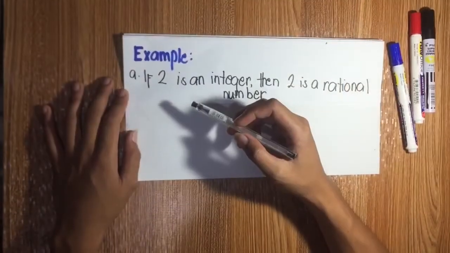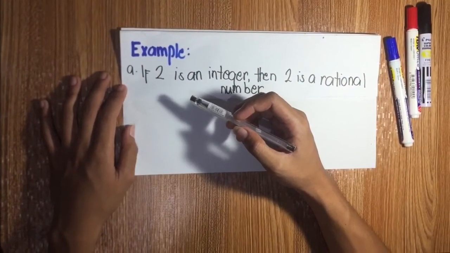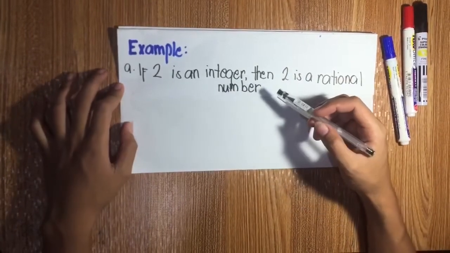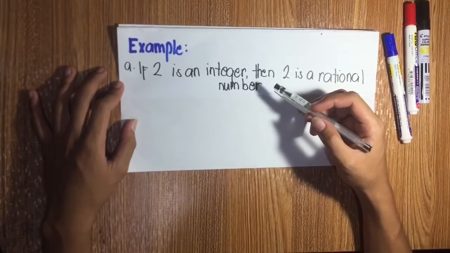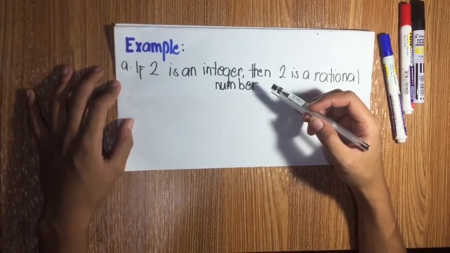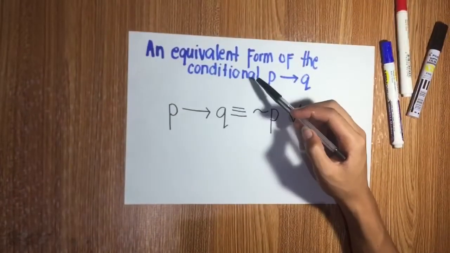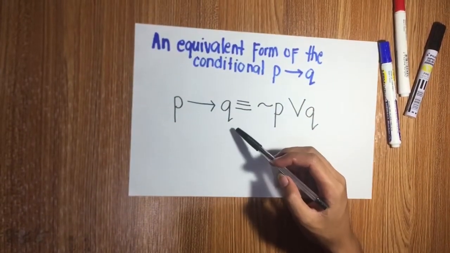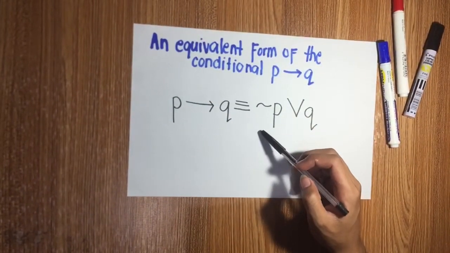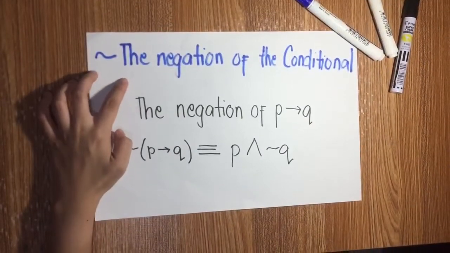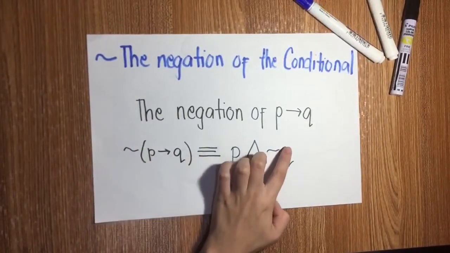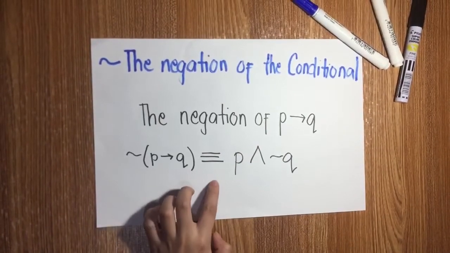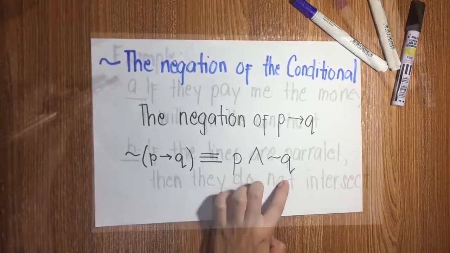For example, determine the truth value of each of the following. A. If 2 is an integer, then 2 is a rational number. Because the consequent is true, this is a true statement. An equivalent form of the conditional P → Q is that P → Q is equivalent to not P or Q. The negation of the conditional.